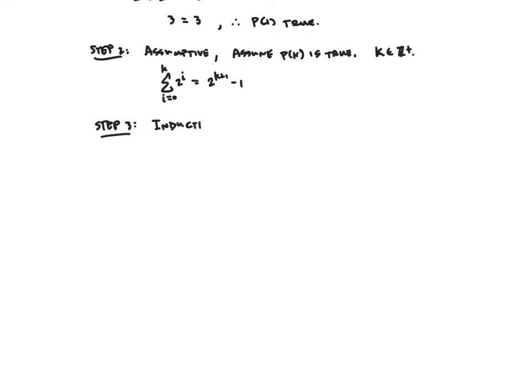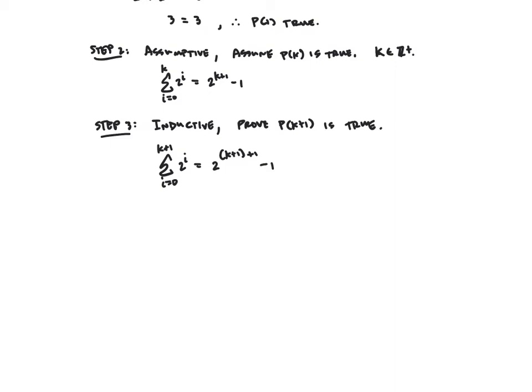Inductive step is to prove P of K plus 1 is true. Okay, again, K is in Z plus. So we're going to take the sum from I equals 0 to K plus 1 of 2 to the I, and show that it's equal to 2 to the K plus 1 minus 1.